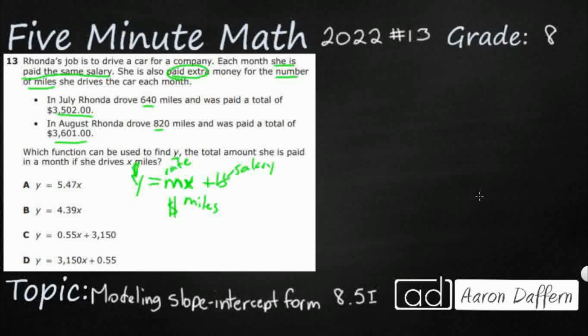But all I have is the total, right? But you know what? If these are the miles, then these are the totals right here, and I can use that to find the slope, right? So the slope is m, and that's going to be the change in y over the change in x. The rise over run. And they give me two y's, don't they? They give me 3601 minus 3502.